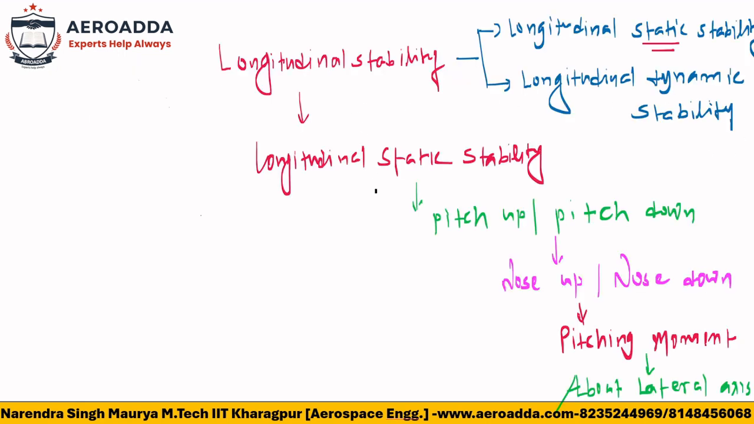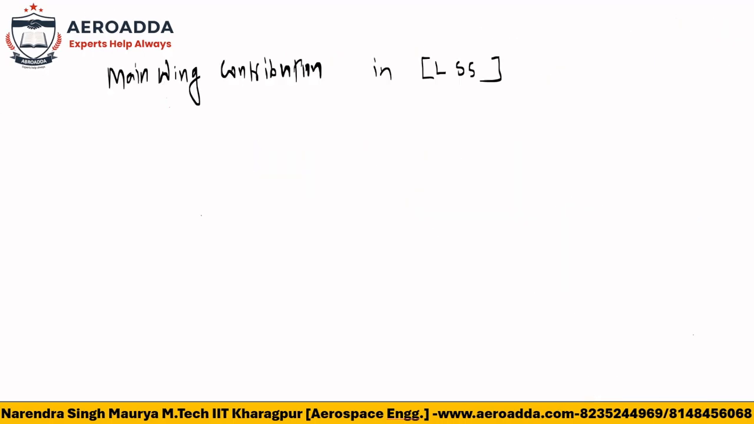First, we'll give the heading: the main wing contribution. We'll write the main wing contribution in LSS, longitudinal static stability. Let me write this somewhere: LSS, longitudinal static stability, correct? So the main wing.